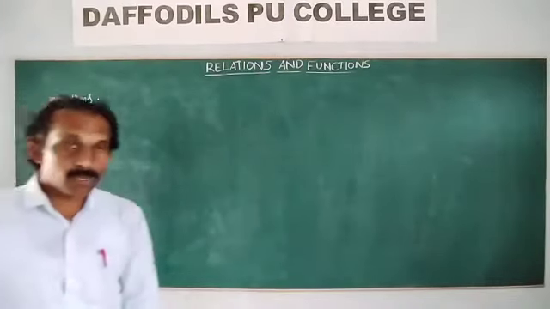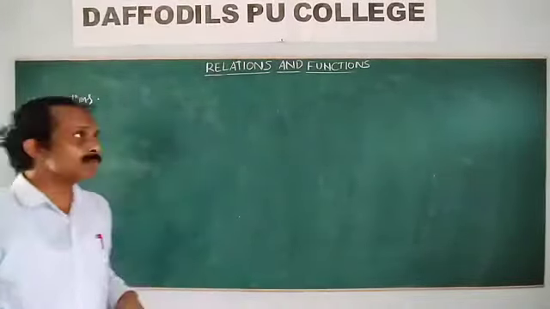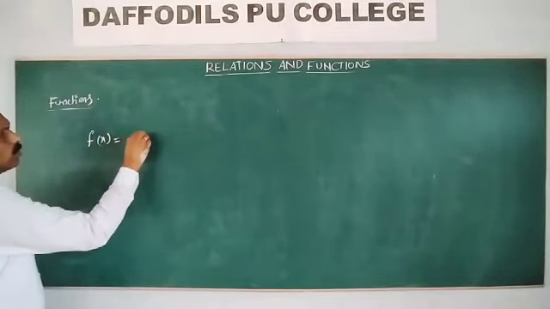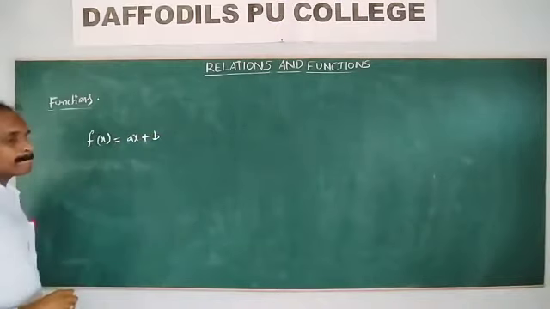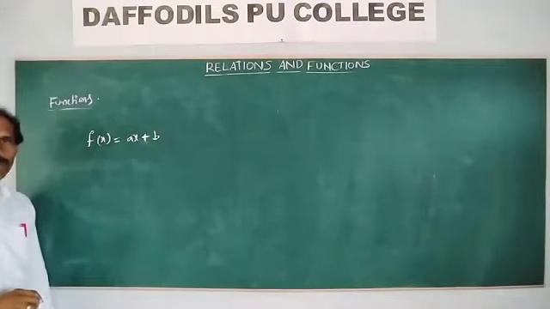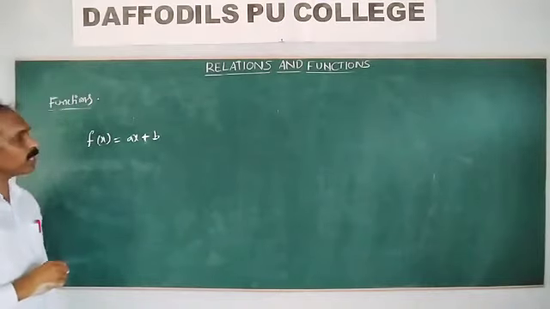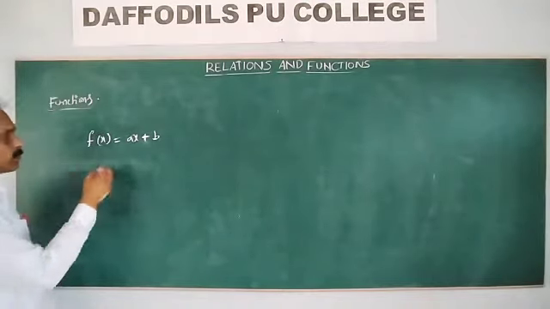And types of functions also is there. What are the types of functions? Linear function. Suppose f of x is equal to ax plus b. f of x is equal to ax plus b. So this is called a linear function. y is equal to ax plus b.